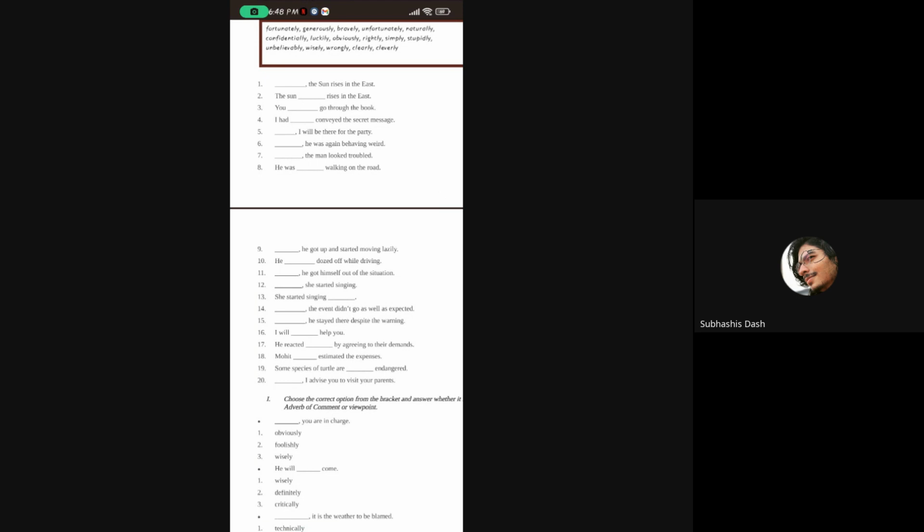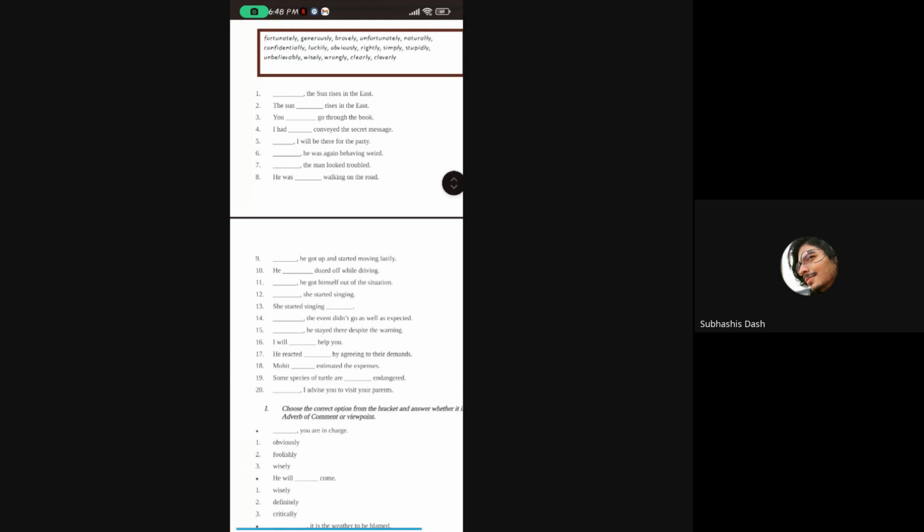Okay, ma'am. Right. 10th one, he dash dozed off while driving. This is easy. He stupidly dozed off while driving, or you can also say he wrongly dozed off while driving. Clearly can be used. Then unbelievably, yes.